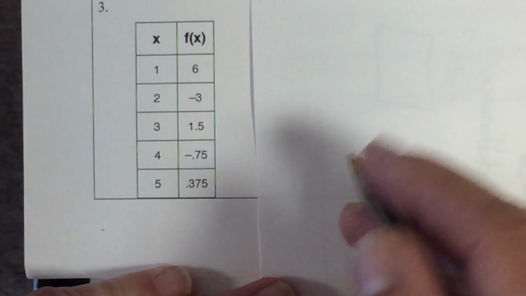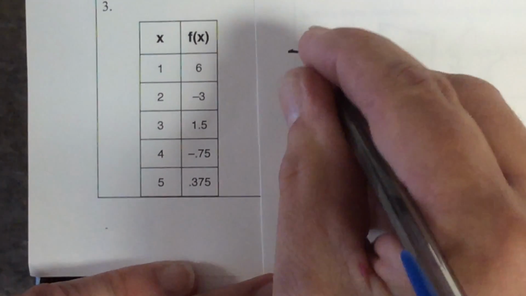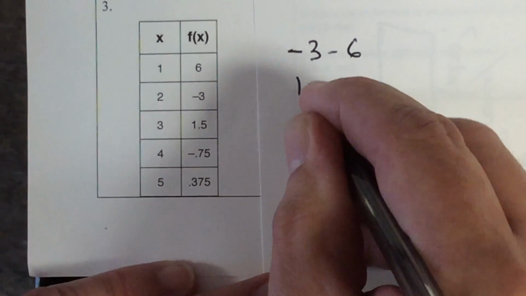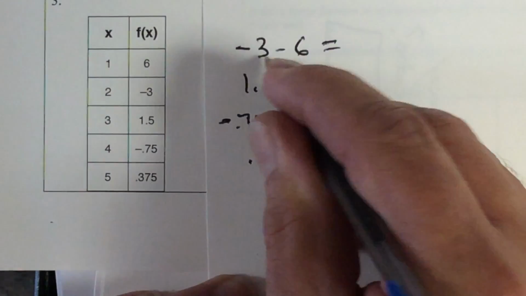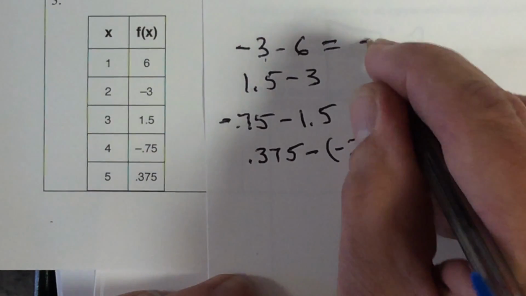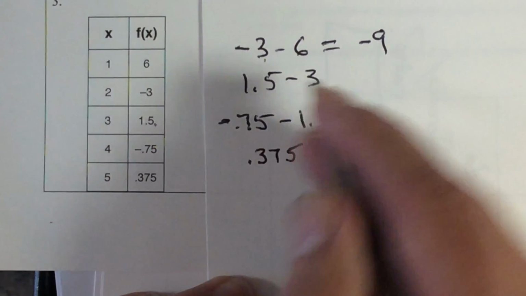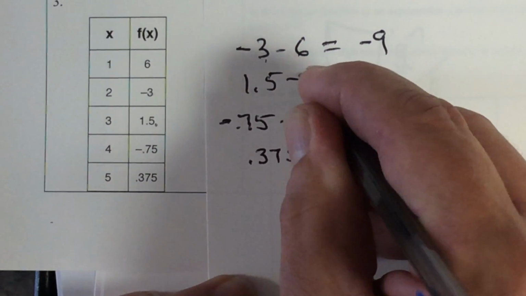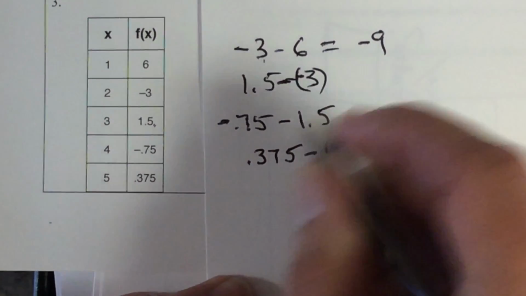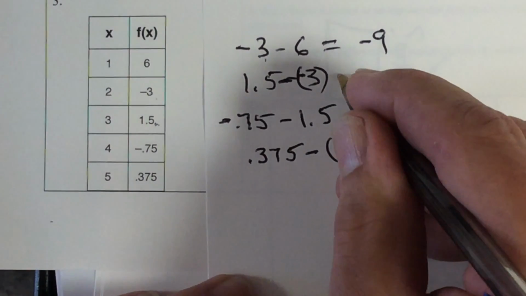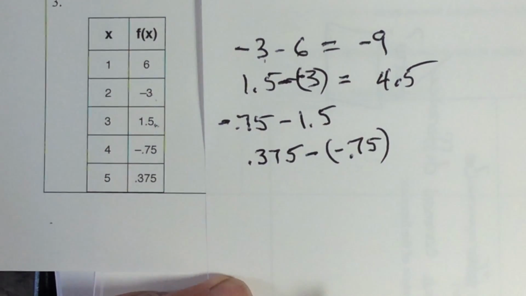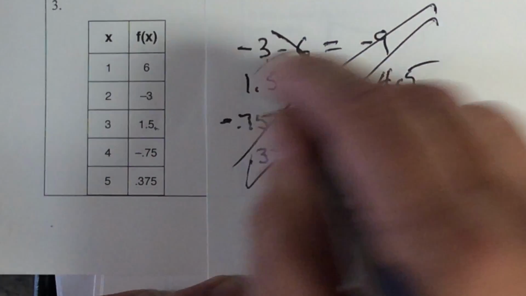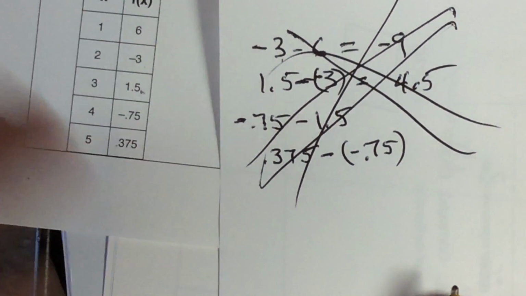Let's look at this one. First step, negative 3 minus 6, 1.5 minus 3. Negative 3 minus 6 is negative 9, and 1.5 minus negative 3, that's going to be 4.5. And all of a sudden, I do not have an arithmetic sequence. Fine. What else can I do?